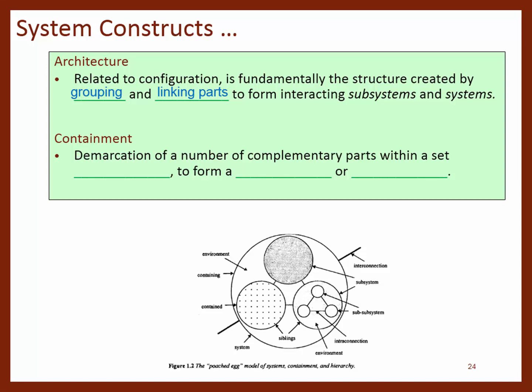Containment is the demarcation of a number of complementary parts within a set boundary to form a system or a subsystem. So you have seen the group, you have seen the patterns, now you want to establish a boundary. Okay, so this part of the cell phone is going to be devoted to the camera. So nobody is going to enter this subsystem, or you're not going to put any components inside this subsystem if they are not related to the camera. We have a boundary here for the memory components. So you're not going to put components within this boundary that are not related to the memory, and so on.